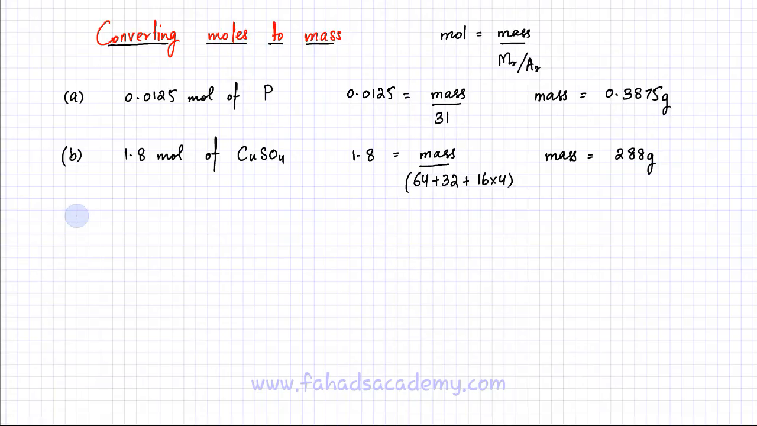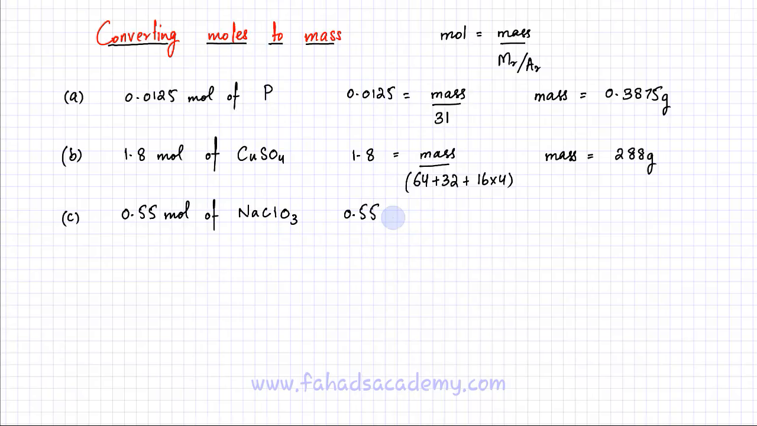Now we're going to move to another example. Let's do question C, which is, let's say you have 0.55 moles of sodium chlorate, which is NaClO3.